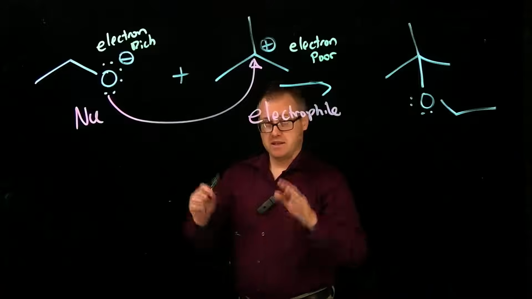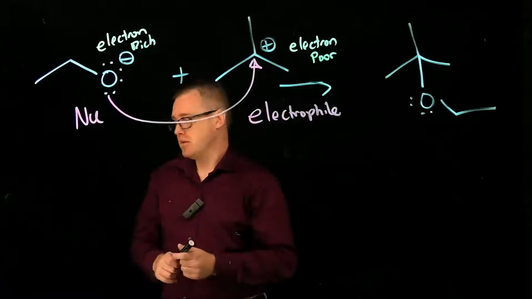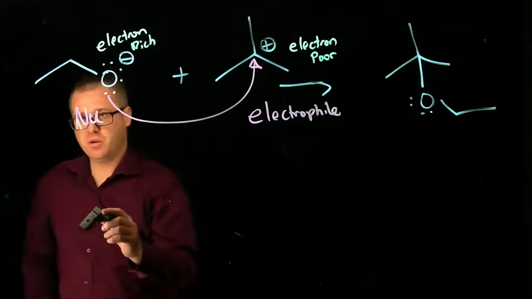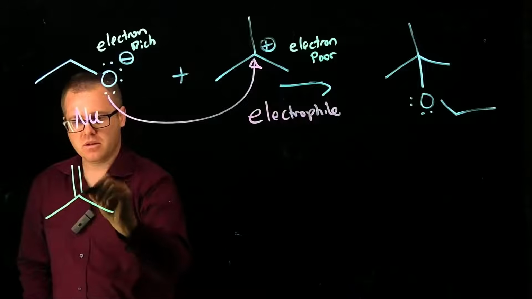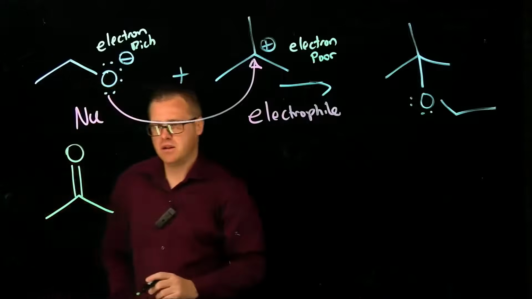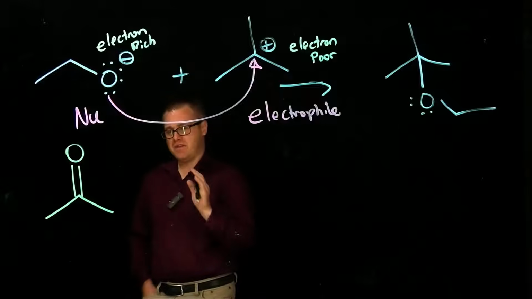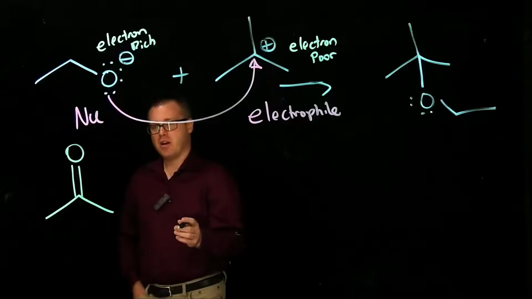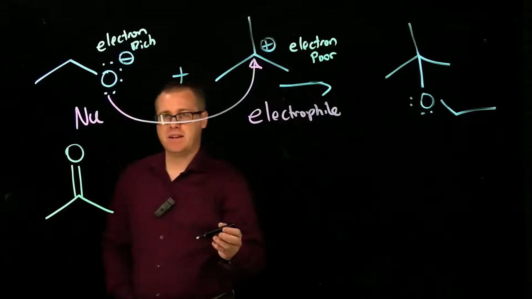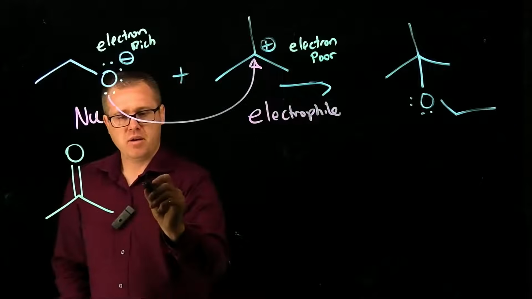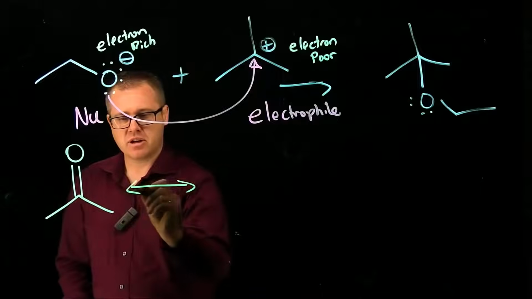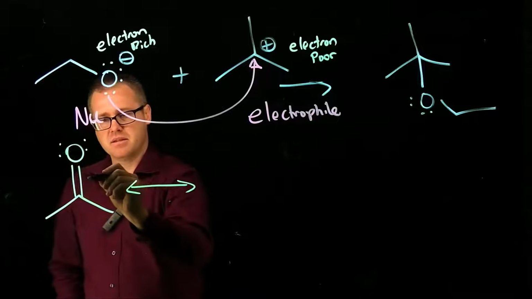So if we take this idea and apply it to aldehydes and ketones, let's look at a ketone right now. Can we identify an electron-rich part of that molecule and an electron-poor part of that molecule? Now we can draw a resonance structure to help us see this.